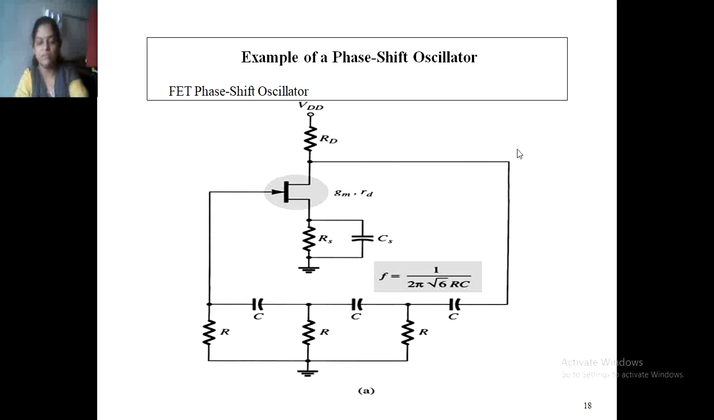So here, an FET is used as the transistor, with gate, drain and source terminals. The feedback is connected from the output side to the input side. The output is taken from the drain terminal and fed to the input side. So this is the oscillator circuitry.